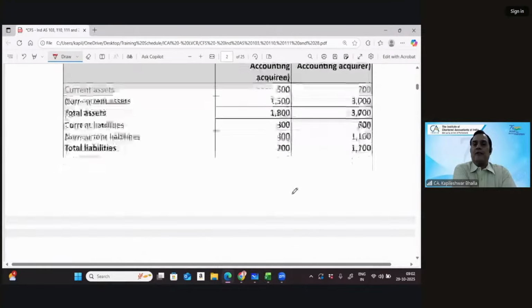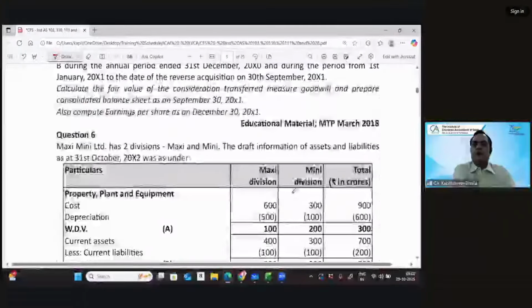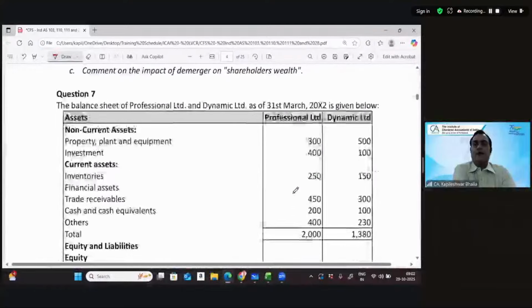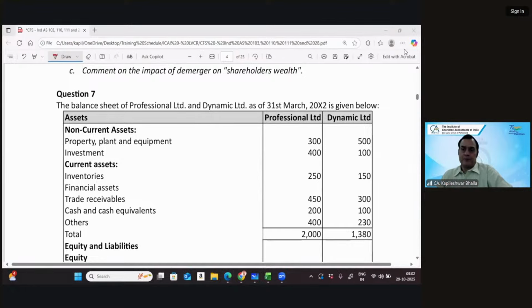Question 5 is on reverse acquisition. We'll come to that later. 6 is on a common control. We'll come to that later. Let's first have a look at question number 7. Let's read the input.